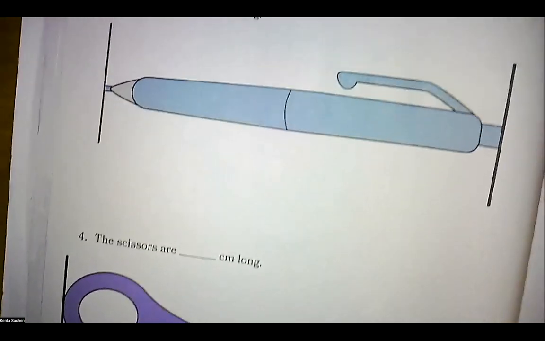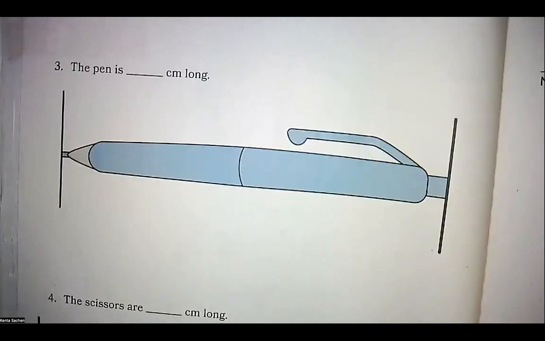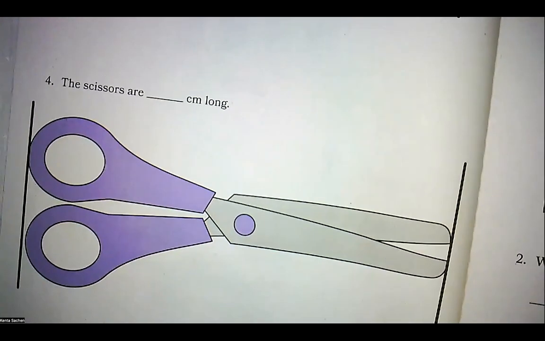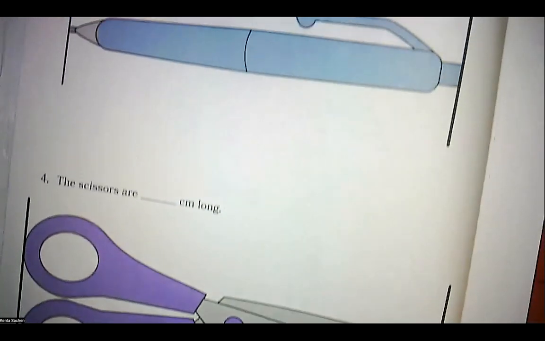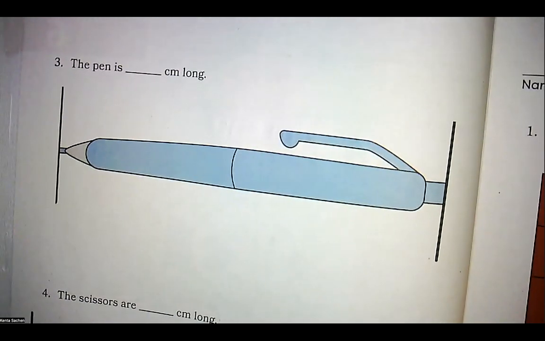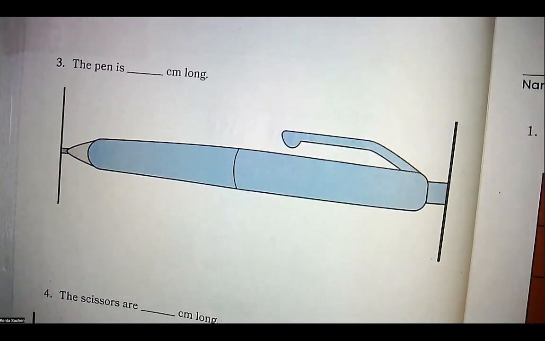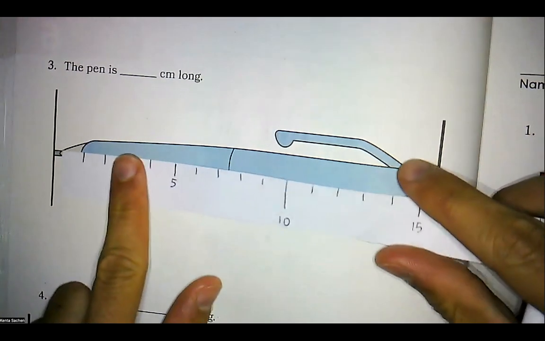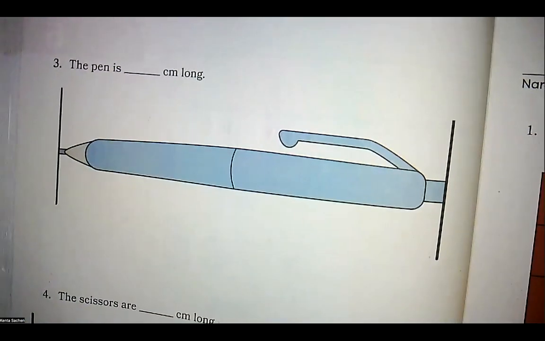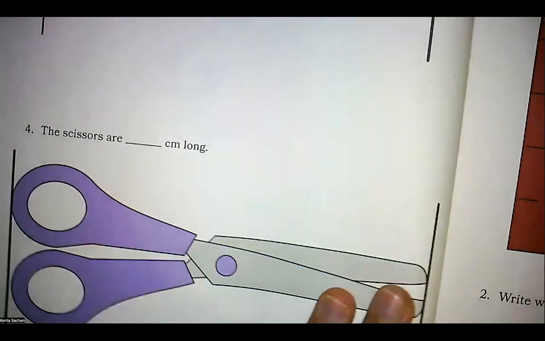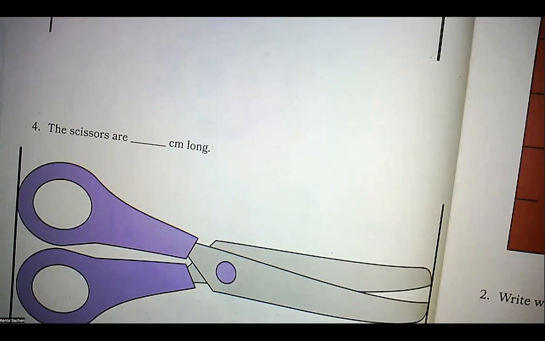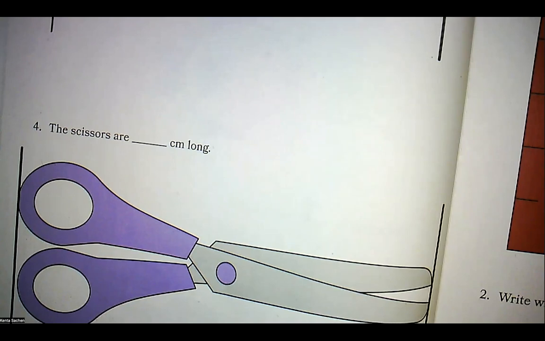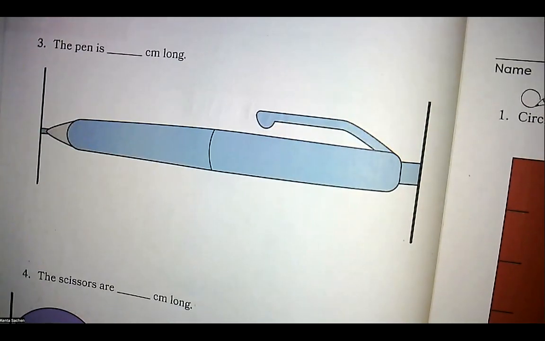Okay, now number 3 and number 4. There's a pen and there's some scissors. Some of these are a little bit longer. Okay, so let's take some time. Let's do like 3 or 4 minutes here. I want you to carefully measure the pen and the scissors. Okay, and do this by yourself. If you're done, you can raise your hand for your teacher to check you off.